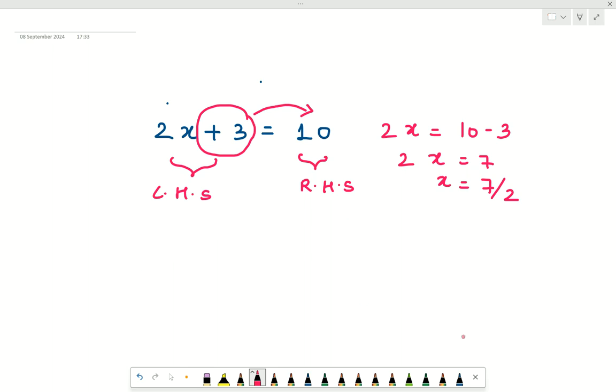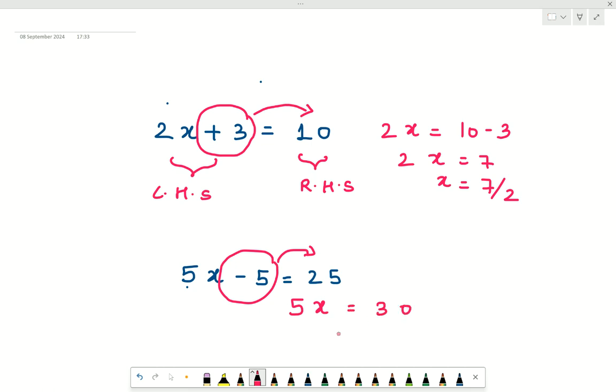Then I'll revise one more question. I said that suppose some questions are like 5x minus 5 is equal to 25. On my left side it is minus, right? When I shift it to that side, it will become plus. That means it will get added to 25 and become 30. So x is going to be 30 divided by 5, that is 6. Right? So that's what we discussed in the last class.